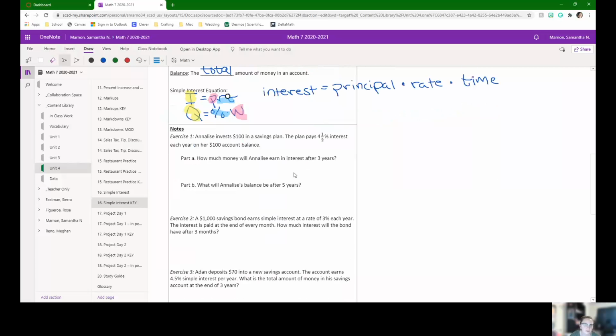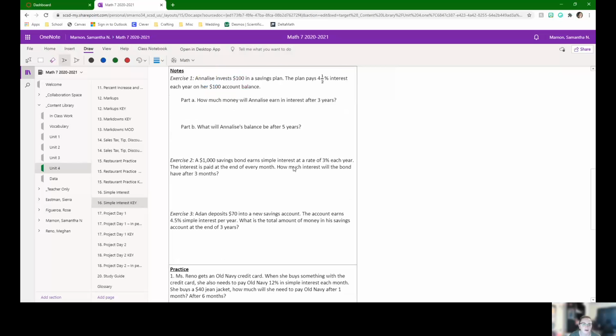But let's try a couple examples. So we have Annalise invests $100 in a savings plan. The plan pays 4.5% interest each year on her $100 account balance. How much money will Annalise earn in interest after 3 years? So why don't you pause this video, see if you can use I equals PRT and solve this on your own.